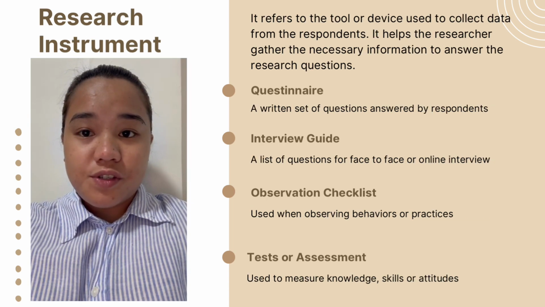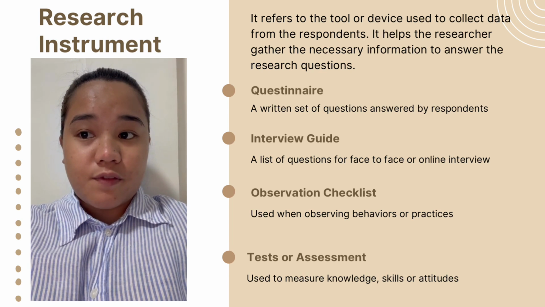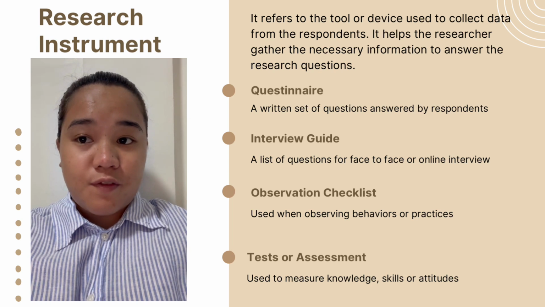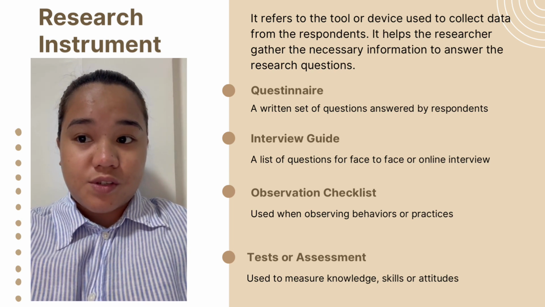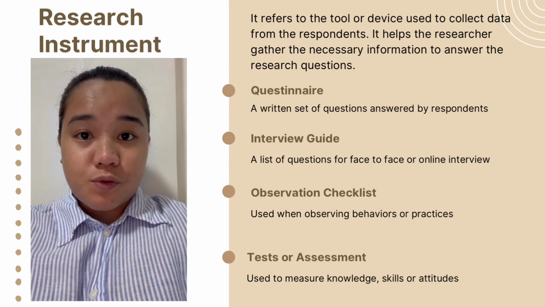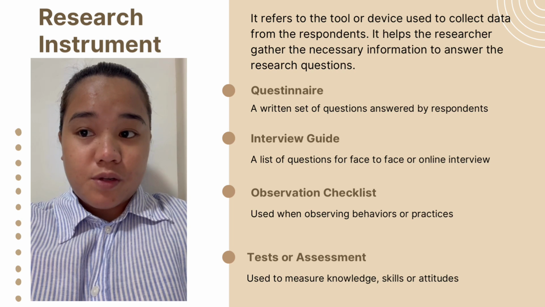Next is research instrument. It refers to the tool or device used to collect data from the respondents. It helps the researcher gather the necessary information to answer the research questions. There are four types of research instrument. First is the questionnaire. It is a written set of questions answered by the respondents.